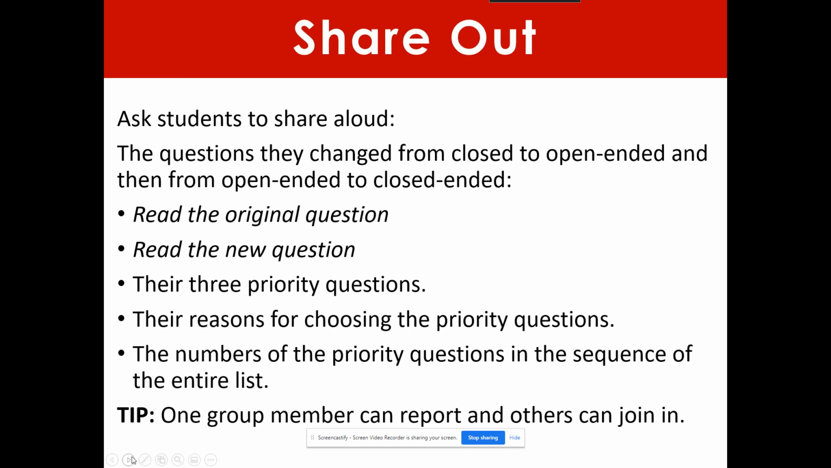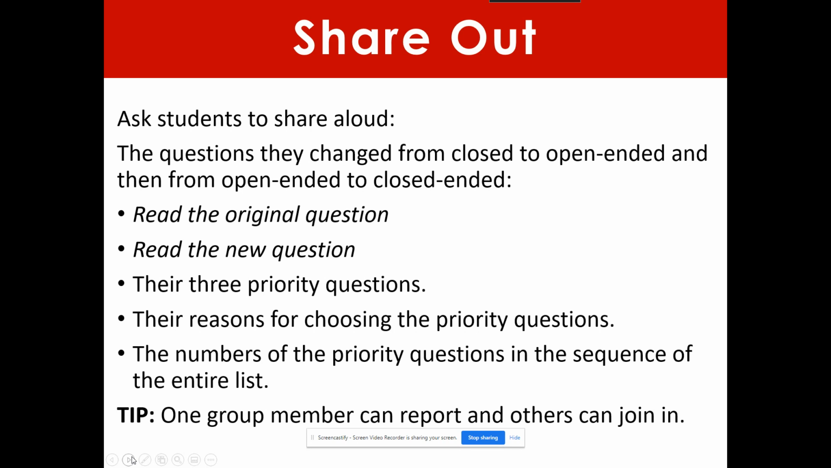Finally, ask students to share out loud. Some of the questions have changed, from closed to open-ended and from open-ended to closed-ended. Ask them to read the original question, then read the new question. Ask them to list their priority questions and their reasons for choosing the priority questions, and the numbers of the priority questions in the sequence from the entire list. And here, there's a tip that one group member can report, but others can join in.